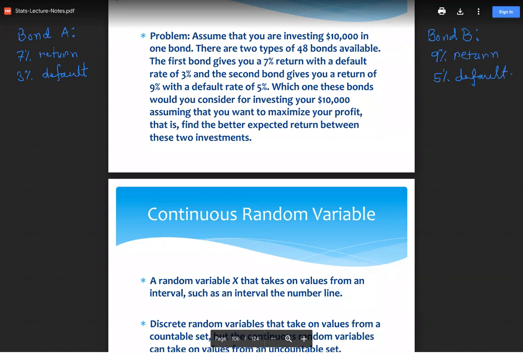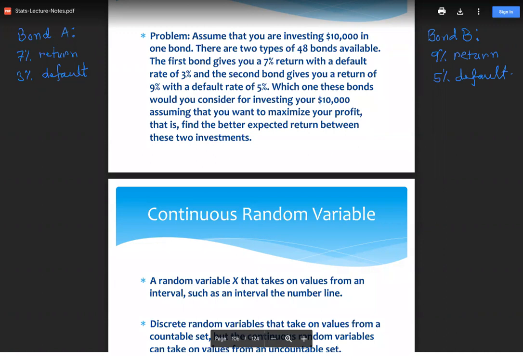Okay. Now, given that you want to maximize your return, which bond should you invest in? That's what the question is.